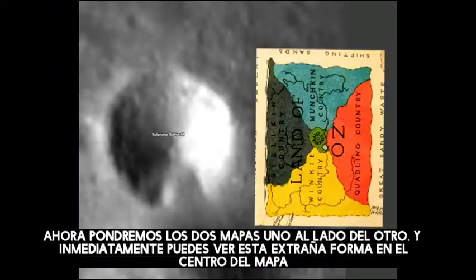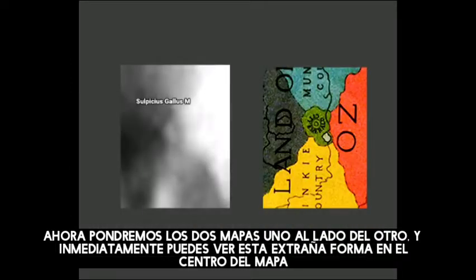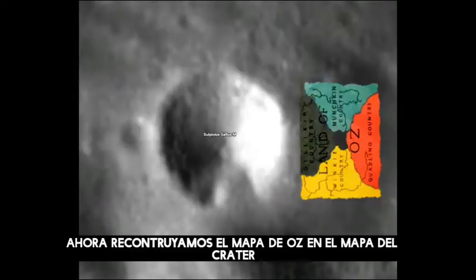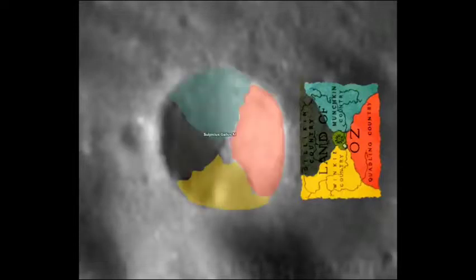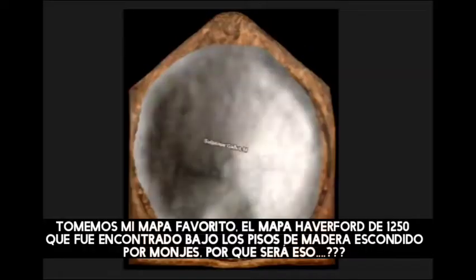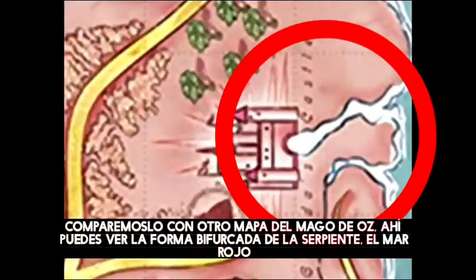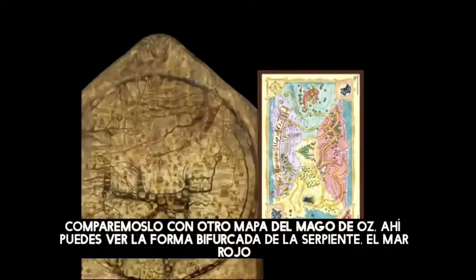Now let's put those two maps next to each other, and what you immediately see is this strange form in the center of the map. Now let's rebuild the Oz map on the crater map. Let's take my favorite map, the 1250 Hereford map, found under a wooden floor, hidden by monks. Why would that be?